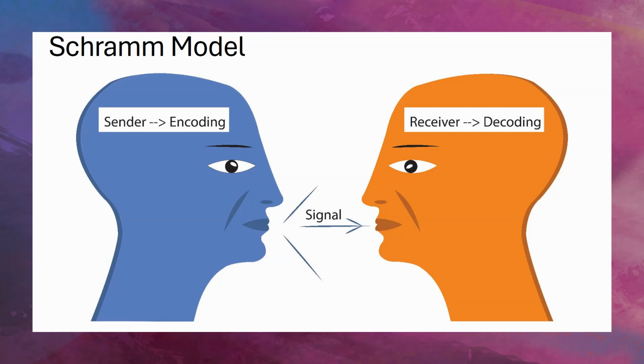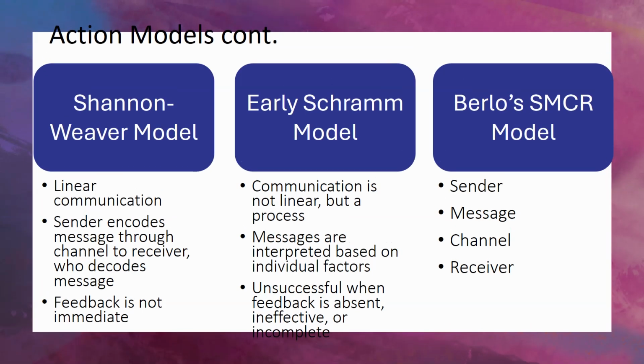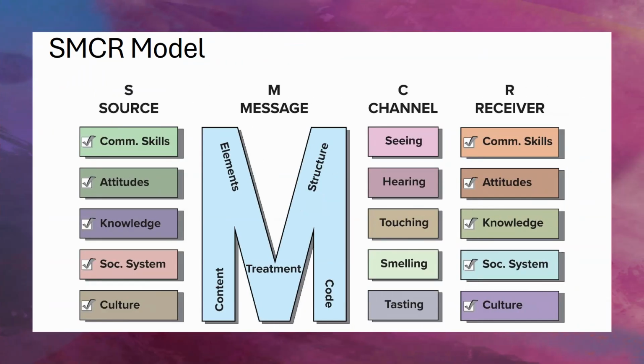The Schramm model is another linear model of communication. In the SMCR model, the sender encodes a message through a channel to the receiver. The SMCR model is a foundational action model for understanding communication.